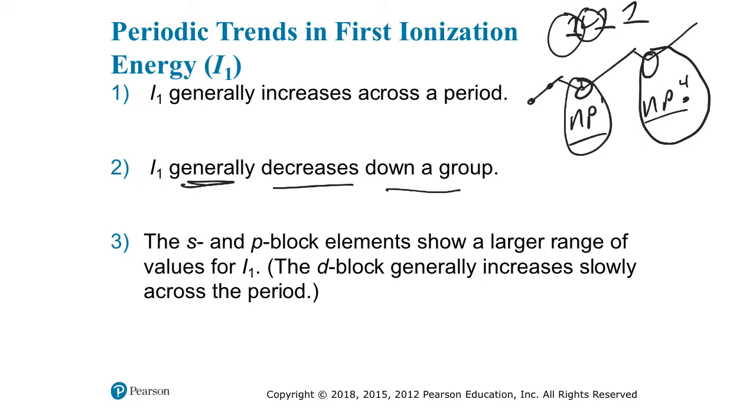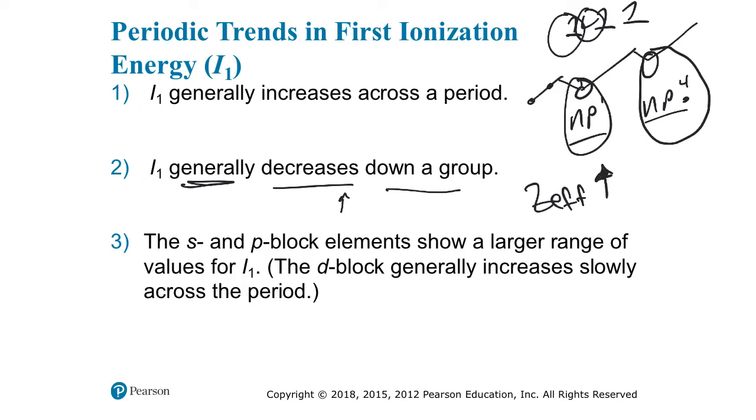Now we do see a few instances where the I1 actually increases from top to bottom, and we can reason these out due to the increase in effective charge with the same trend. So if that increase becomes a bigger factor than the increase in size from top to bottom, then the I1 actually can slightly go up from top to bottom. And it does in a few instances.